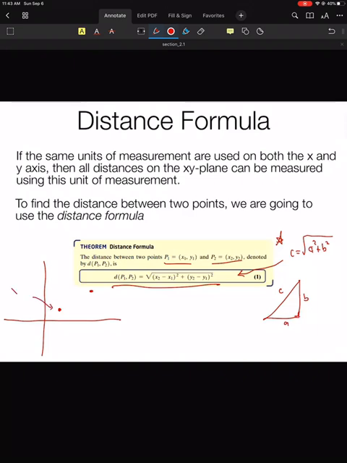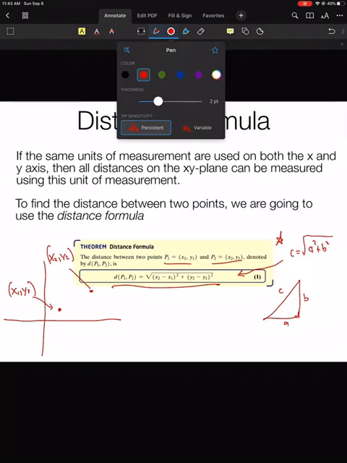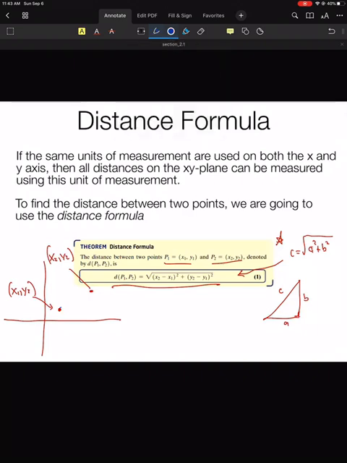Okay, this point here is x1, y1. This point here is x2, y2. Okay, so now we have some more space to work. I want to find the distance between these 2 points, which I'll put in blue.